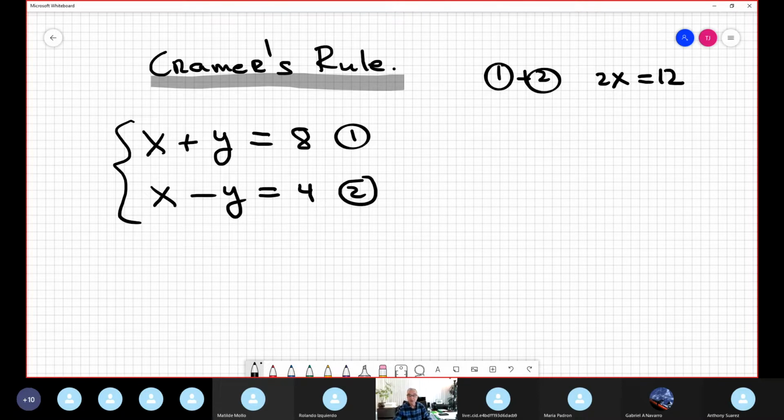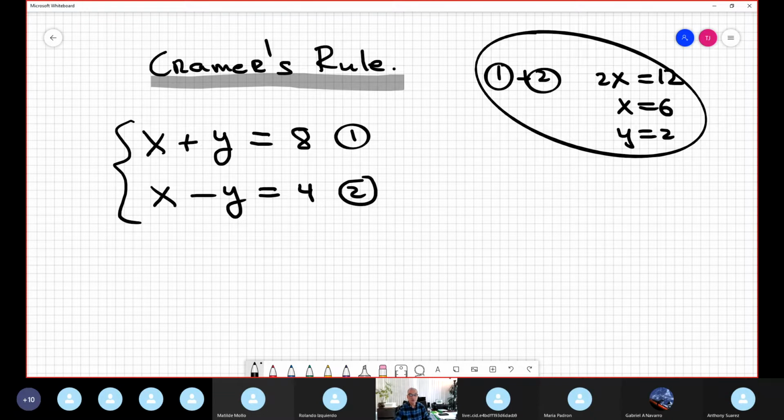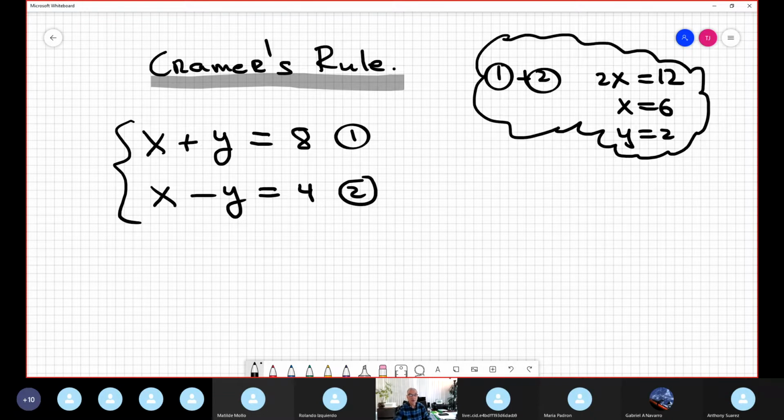This is 12, x is 6. Now plugging in, for example, 6, es obvio que y es 2. I know that this is the answer. I want to explain now the new rule, Cramer's rule.